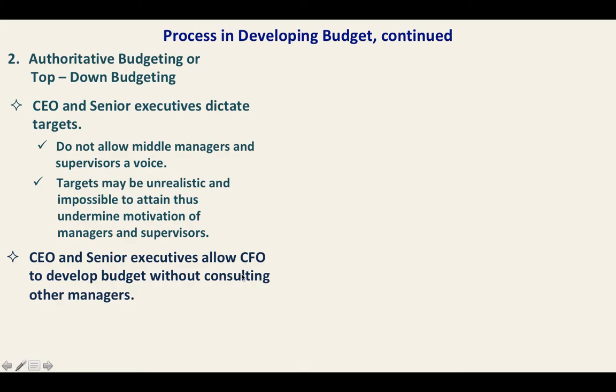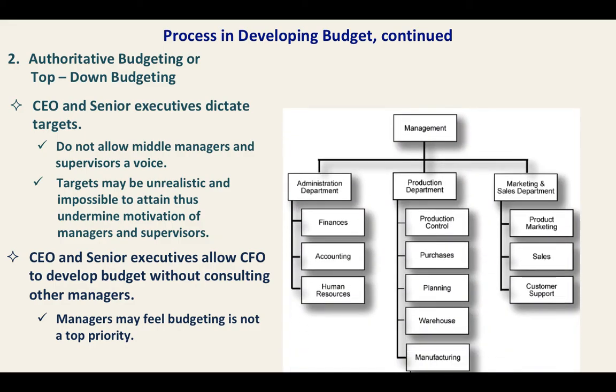The CEO and senior executives allow the CFO to develop the budget without consulting other managers. They will probably ask the chief financial officer to go ahead and develop the budget. And then the CFO will probably develop the budget based on historical data without consultation with other managers. So managers may feel budgeting is not a top priority because it was not coordinated with them. Here, if we have the structure, we will illustrate how authoritative budgeting works.